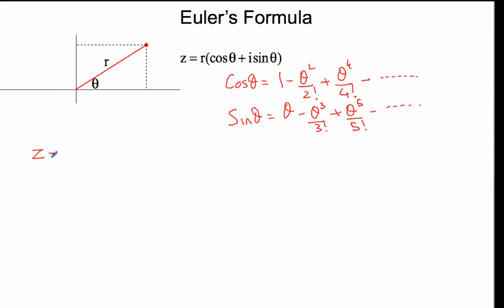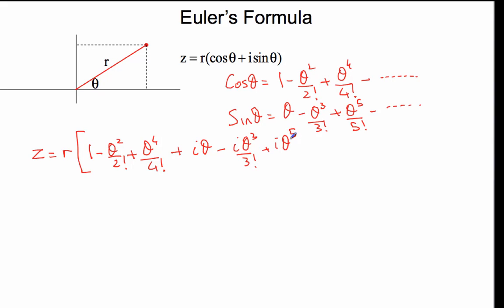So, z then is r, and I'm going to put in cosine theta exactly the way it is, 1 minus theta squared over 2 factorial plus theta to the 4 over 4 factorial. And then I'm going to add on the i sine theta piece. So this will be plus i theta minus i theta cubed over 3 factorial plus i theta to the 5 over 5 factorial. And that's all that I'm going to do. Order theta to the 6th and theta to the 7th, etc. are not included, but we could include them.